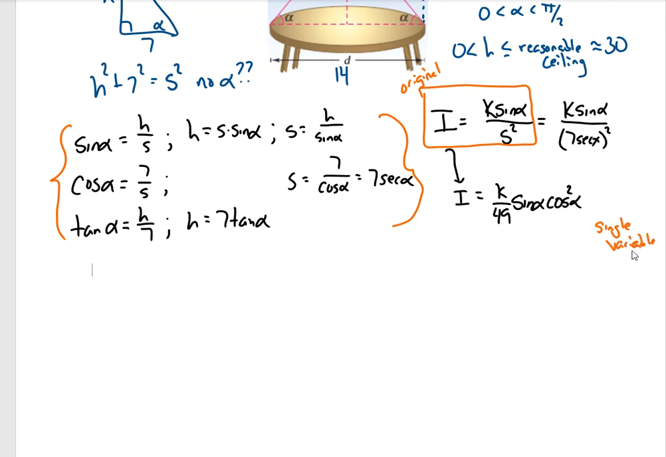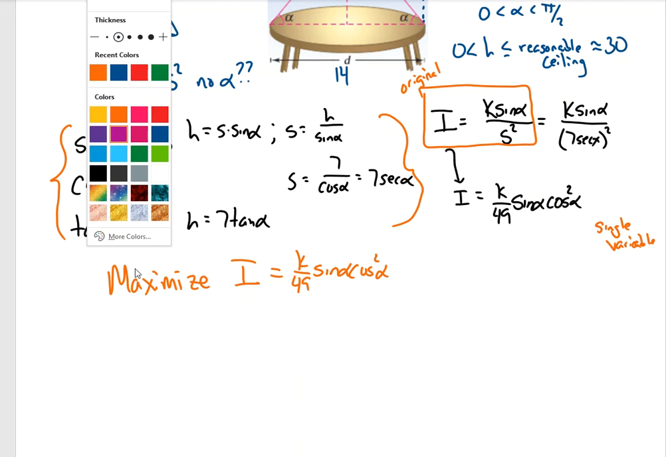We had to find some way to get this down to a single variable. K is just a constant. It's just a number we call k. It depends on the light and the source itself. Okay, so I want to now maximize I equals k over 49 sine of alpha cosine squared of alpha. And yes, I can write better. I just evidently choose not to.